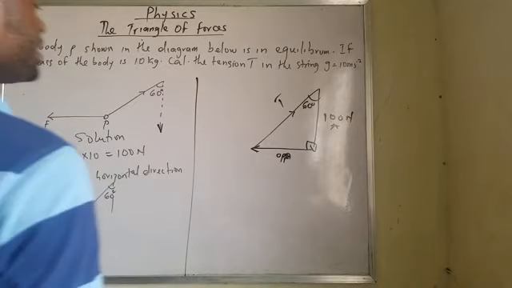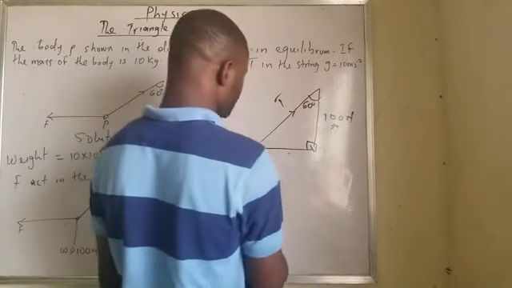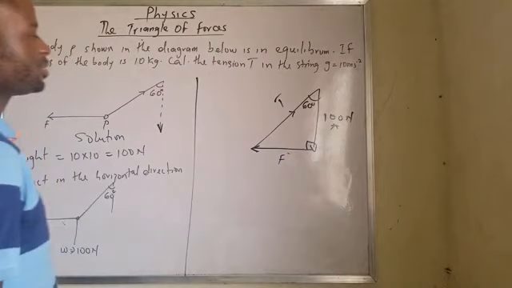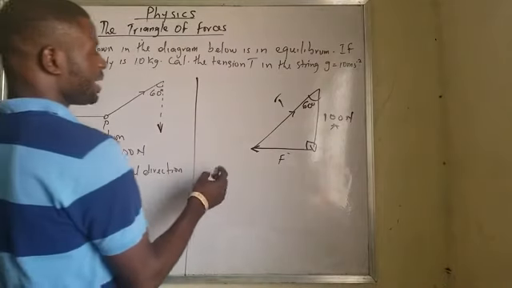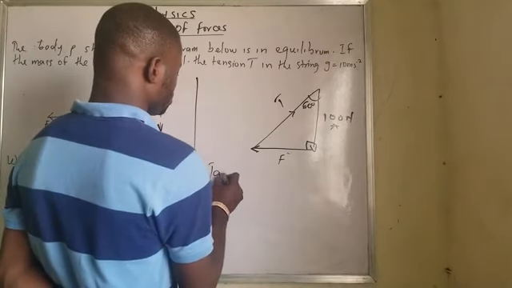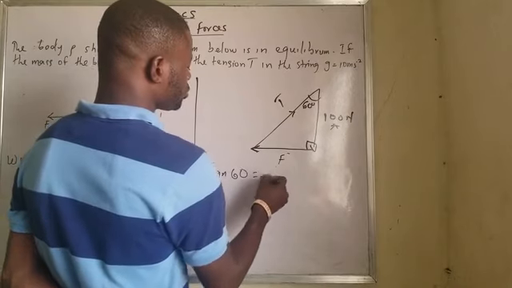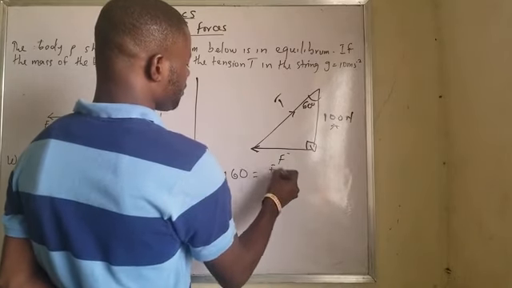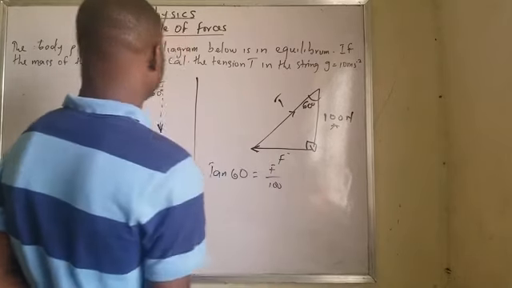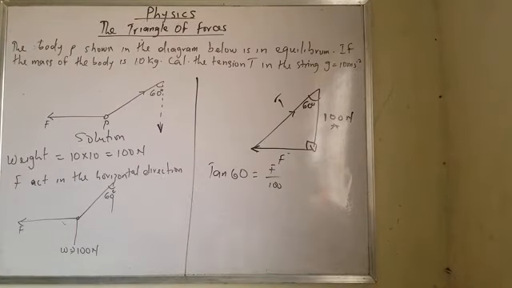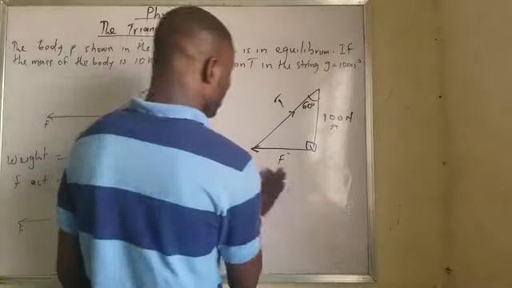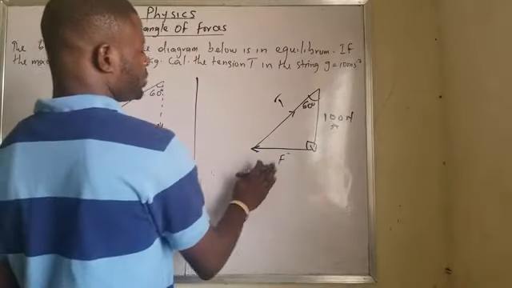Okay, now I can call this place the applied force, which is going to be F I'm referring to. Now I can say that my tan 60 will be equal to my F all over 100. Oh, no, sorry, I can't use tan, it will be cos I'll be using.